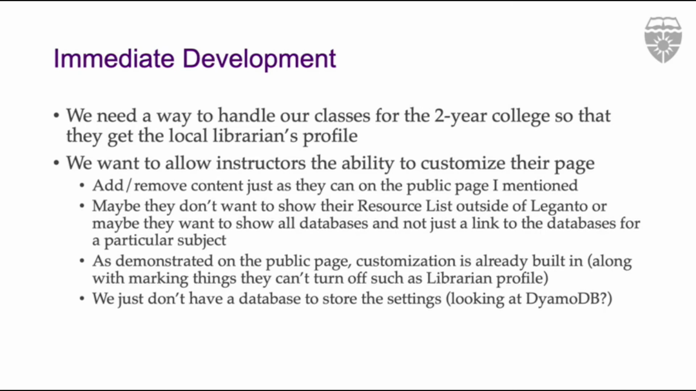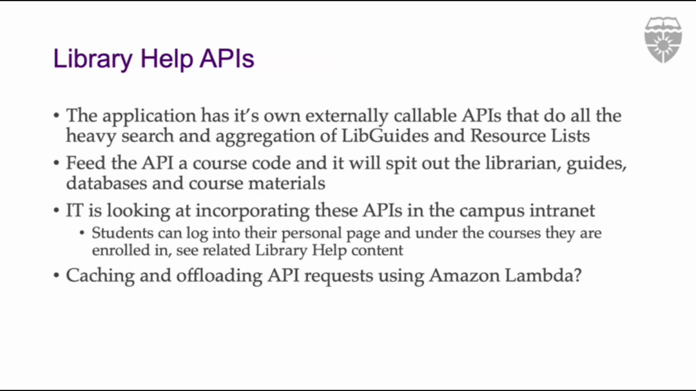Immediate development, as I mentioned, is to handle the 2-year college. And as I mentioned again, we have APIs that could be used. Maybe we can offload some of that processing to some of the Amazon Web Services. Since they are standalone, they can be separated from the application. We can certainly do that with Lambda.